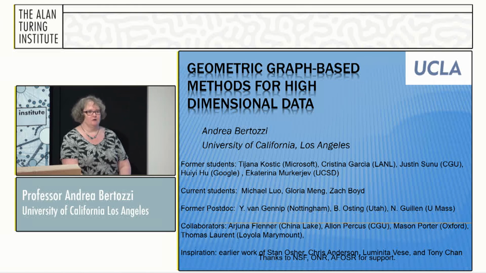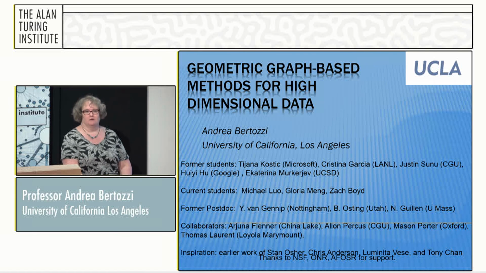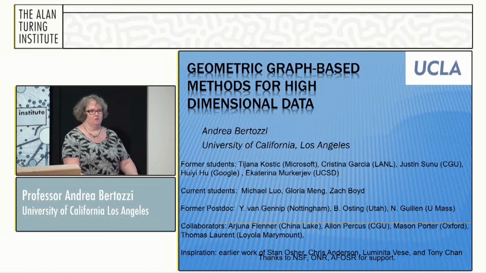So I learned a lot working with people like Stan Osher and Luminita Vese and Tony Chan. And those ideas kind of germinated in my head, an idea to try to take some of these approaches from low-dimensional image processing and bring them to problems in high-dimensional data, specifically in a graphical setting. So you see the word graph here. But I had ideas, but I knew that I didn't know everything that I needed to do what I wanted to do. And I happened to run into Arjuna, he said, come to my office. I was visiting China Lake. He said, let me show you what I'm working on. And what he showed me was kind of the missing piece.